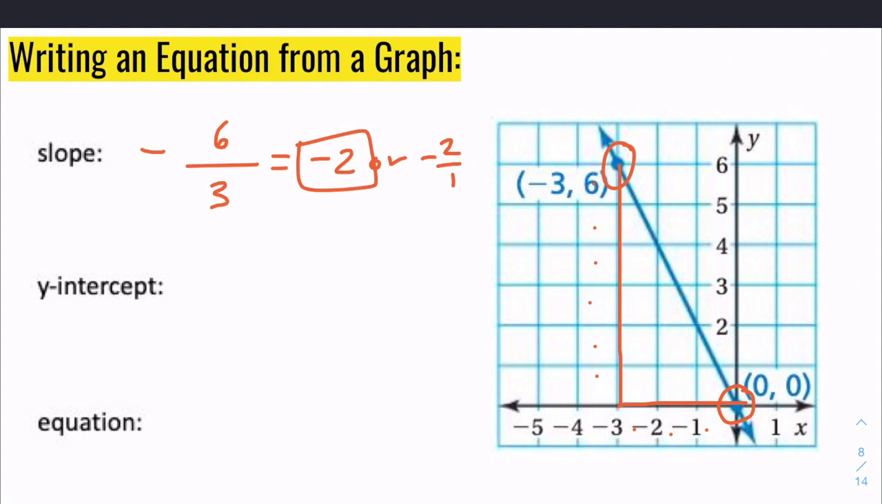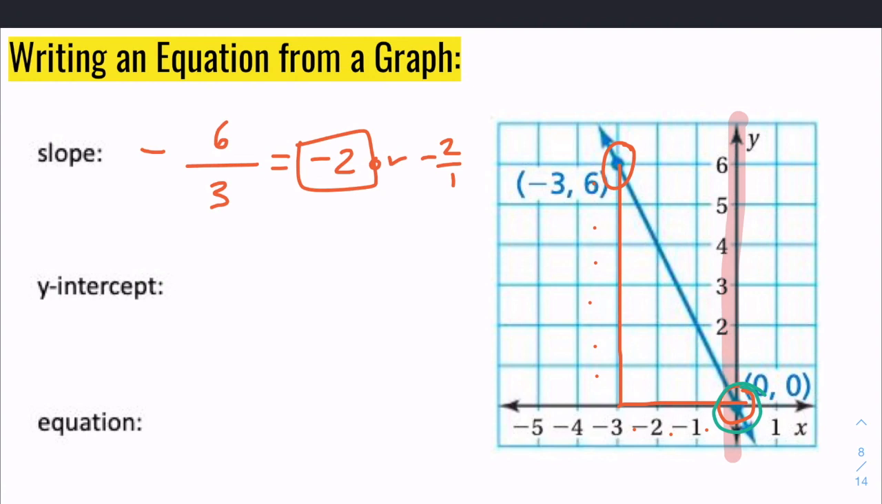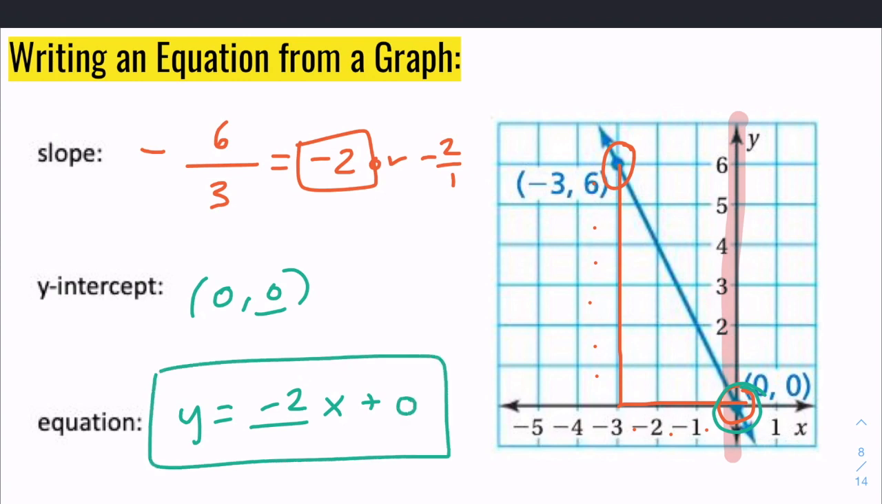Your y-intercept is where you are intersecting the y-axis. So here's the y-axis. This blue line's actually intersecting right through the origin, and that is the point where the blue line goes straight through the y-axis. So my y-intercept is going to be 0, 0. And then I just have to put that into slope-intercept form. So y equals slope x plus your b value. Your slope was negative 2. And then your b value is going to be the y of your ordered pair, so plus 0. Y equals negative 2x plus 0.